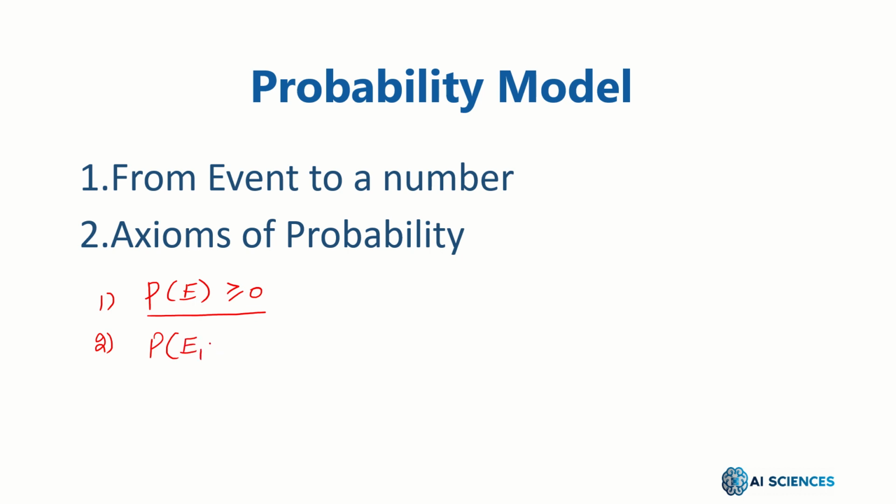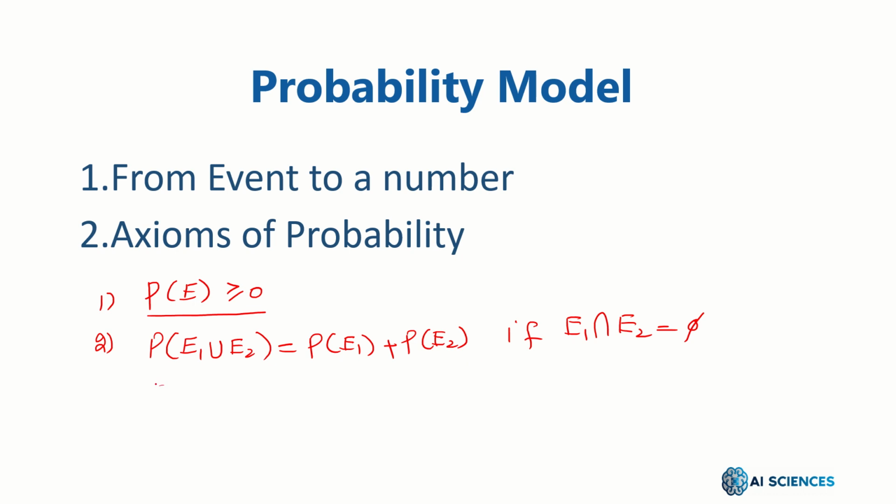two events, E1 union E2, if you have two events. Remember, E1 is a set, E2 is a set, and E1 union E2 is eventually a set. That is basically the probability of E1 plus the probability of E2 if E1 and E2 are disjoint. If they are disjoint, then the probability of E1 union E2 is simply the addition of the probabilities of both events.